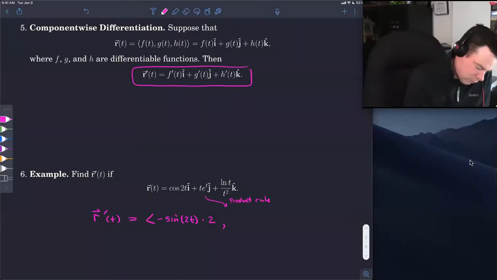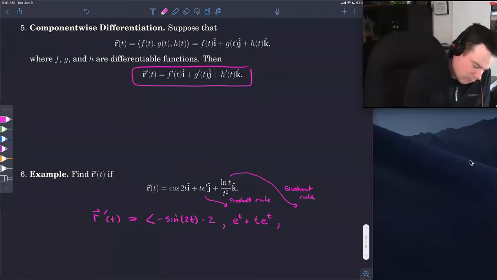So it's the derivative of the first, which is 1 times e to the t, plus the first times the derivative of the second. And how about that last component? What's the derivative of log t over t squared? That one is going to be a quotient rule.